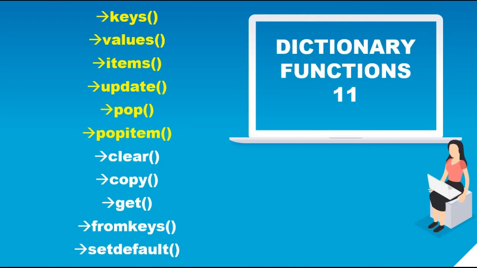I'm going to write a program for all of these functions. In this video I'm going to write a program for only 6 functions. In the next video I'm going to talk about the remaining 5 functions, that is clear, copy, get, fromkeys, and setdefault. Okay, so let's dive into the program.